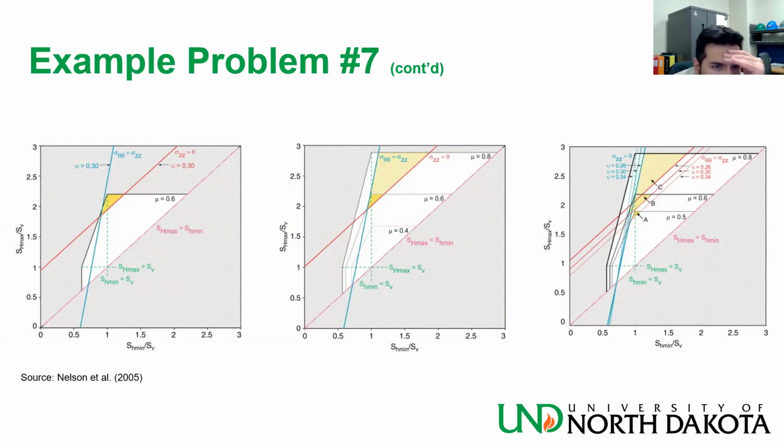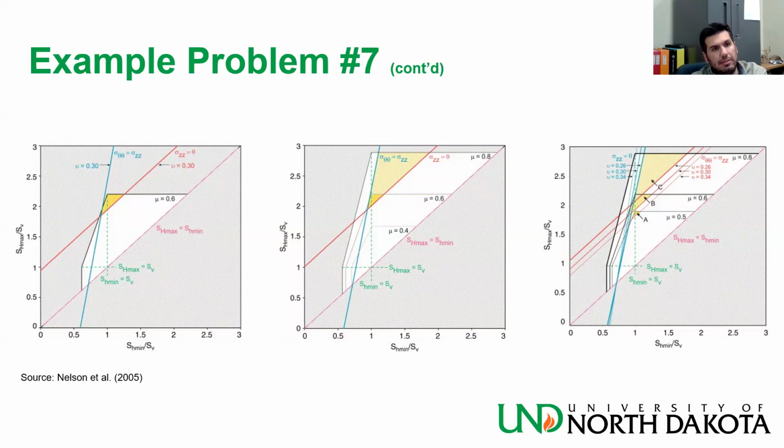It sounds like for a very big yellow region, you want a bigger Poisson's ratio and a big mu, and also you want a smaller pore pressure. We don't see that, but the pore pressure also affects the size of the polygon. The smaller the pore pressure, the bigger the polygon.